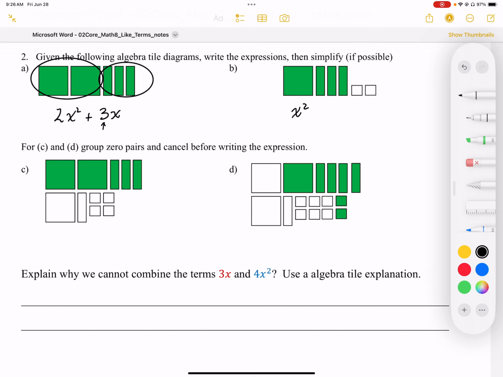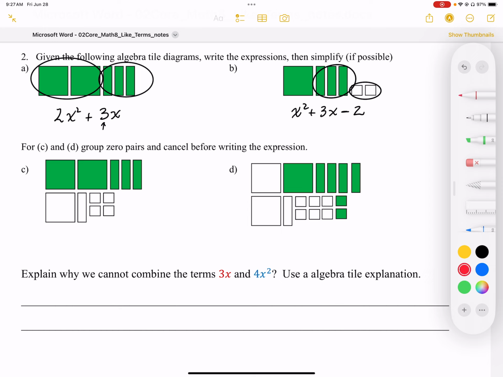Here we're going to count the x squared tile. There's only one of them. Then we start counting something else. We're going to count these together. That represents 3x's plus 2 negative 1's. We're going to count these together. So we could write plus 2 negative 1's, or we could just do minus 2.